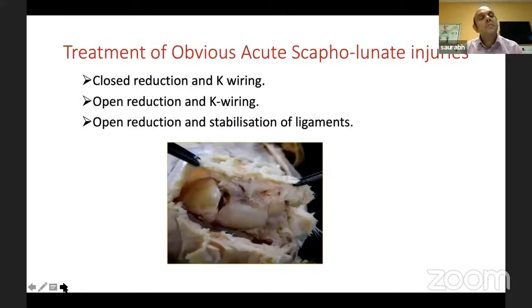So again, in my practice, I would do an open reduction, and I would do K-wires and I would stabilize the ligaments, which I'll show you in the coming slides. You can do a closed reduction and K-wires in those very few cases where your extrinsic ligament is intact, so there's no DISI happening.